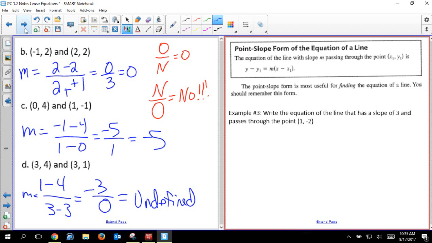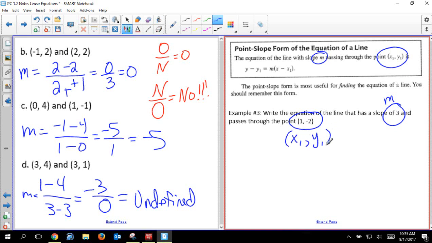All right, the next form is called point slope form, and it is called point slope form because in the formula itself, there is a point, x1, y1, and there is the slope, m. That's why it's called point slope formula. So write the equation of a line that has a slope of 3 and passes through the point 1, negative 2. So the slope of 3, that's our m, and the point 1, negative 2 is our x1, y1.